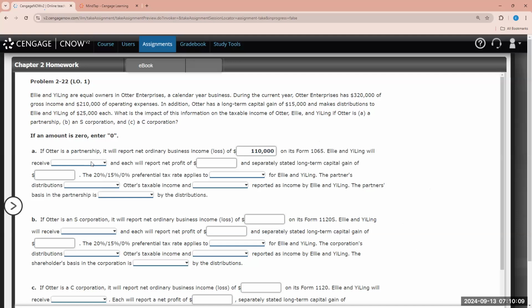Both Ellie and Yeeling will receive a Schedule K1. Well, the options say Schedule P1. No, a Schedule K1, but we'll look at the answer. It's a Schedule M3? No, and no schedule. So the correct answer is a Schedule K1.